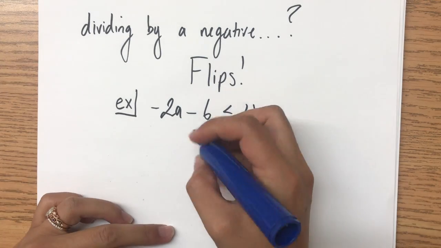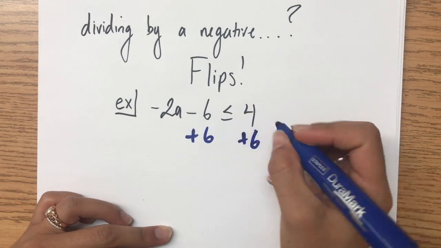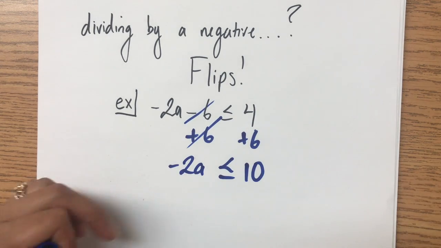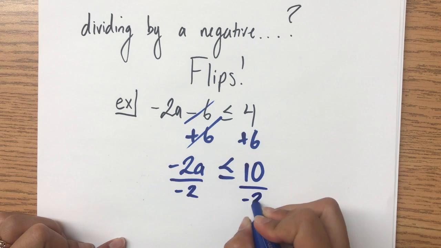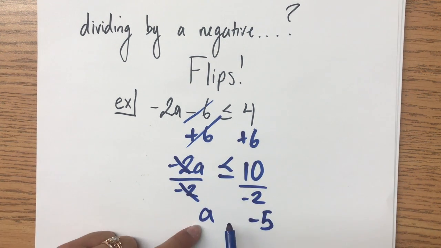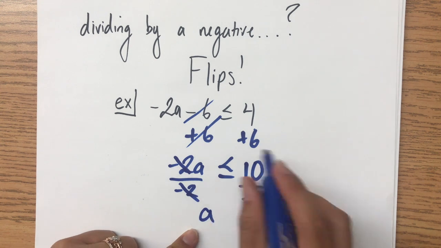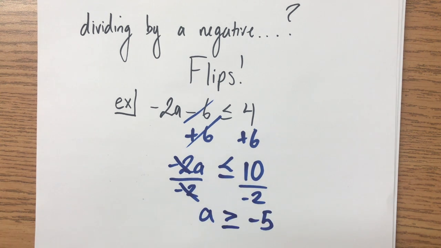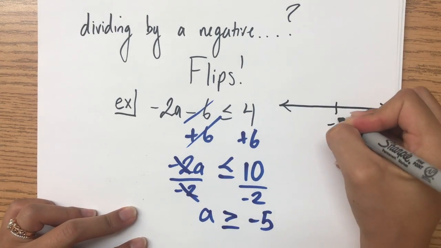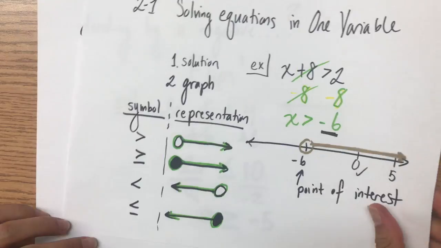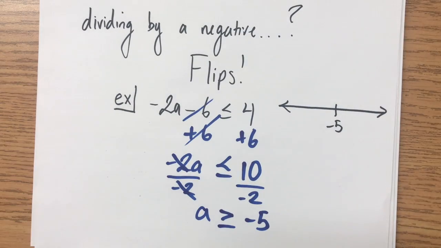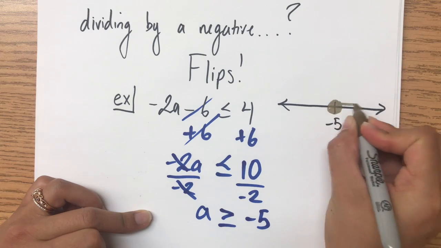Let's look at an example here. I'm going to add 6 to both sides, just like we normally would in algebra. And then I have negative 2a is less than or equal to 10. So I'm going to divide by negative 2. I get a and negative 5 on the other side, but the inequality was less than or equal to, so I'm going to switch that inequality the other way around. It's going to be a is greater than or equal to negative 5. So negative 5 is included in my solution, so it's a closed dot, and since it's greater than, it's going to be an arrow going to the right.